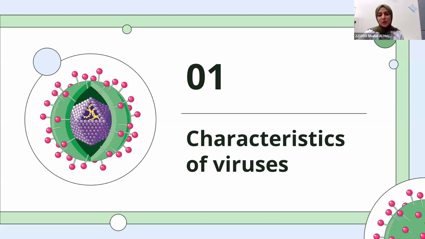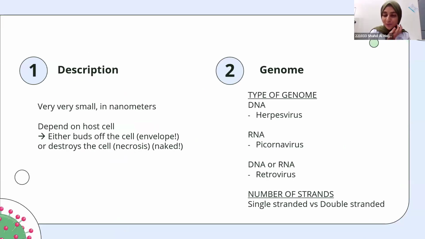Bismillah. Starting with the characteristics of viruses. Let's start with the basics. Viruses are very, very small, measured in nanometers, compared to bacteria and human cells. They're 50 times smaller than bacteria, 500 times smaller than human cells, and they depend on a host cell. They're not living cells, so they depend on a host cell in order to survive, so that they can replicate, form the viruses again, and then leave the cell.